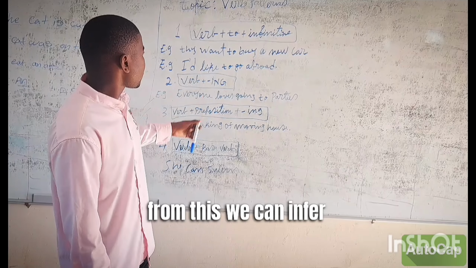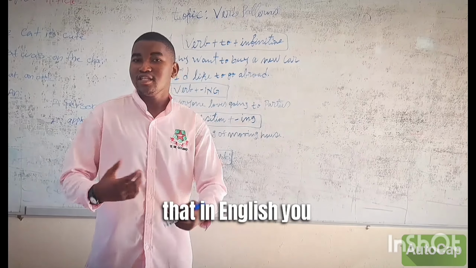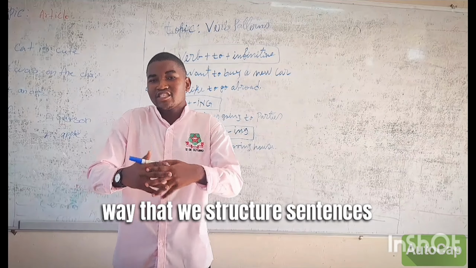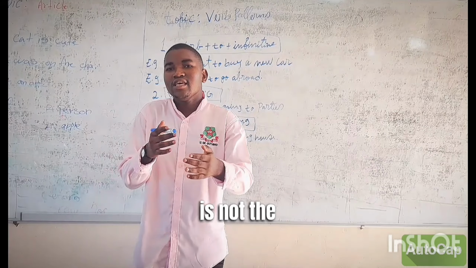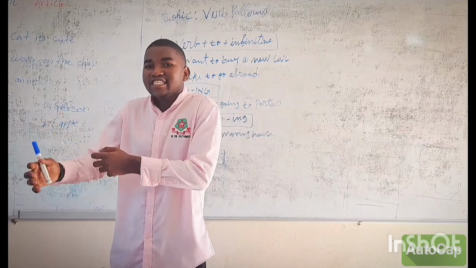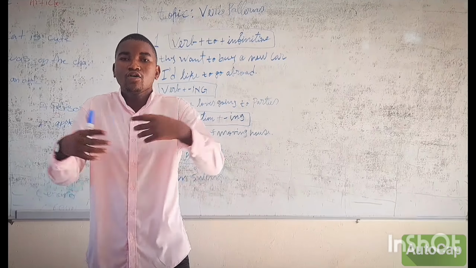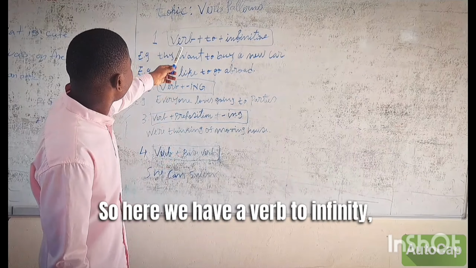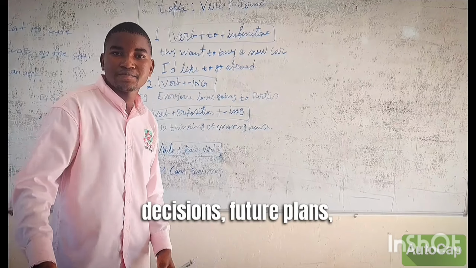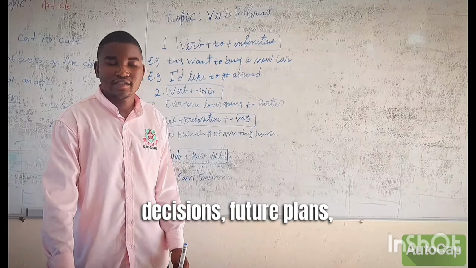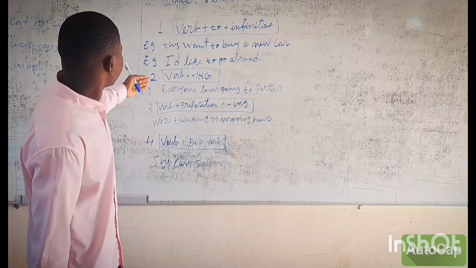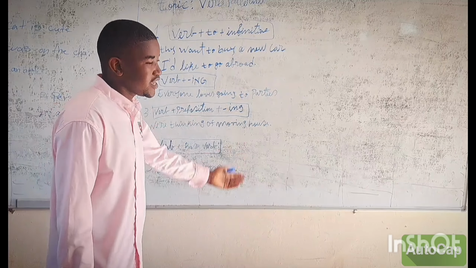She can swim. From this, we can infer that in English, you need to keep in mind that the way we structure sentences is not always the same. We don't use the verb in infinitive all the time. So here we have verb plus to infinitive when the first verb describes decisions, future plans, intentions.